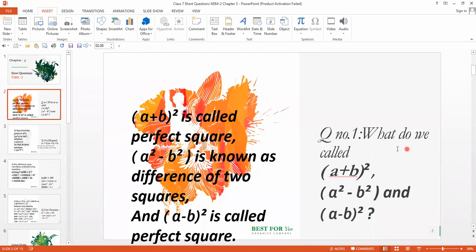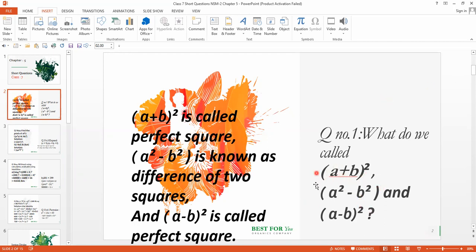First question is: what do we call this? Here it is written (a plus b) whole square, and here on the second page it is written a square minus b square. Please, beta, there is a huge difference between (a plus b) whole square and a square minus b square. Okay?